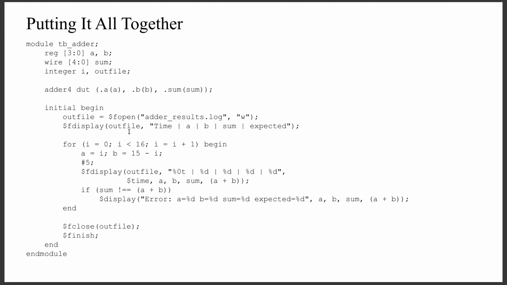So we open a file called adder_results.log for writing. We write into the file time, A, B, sum, and expected. Then we go into a for loop where we set A equal to i and B equal to 15 minus i. Then we write into the out file the current values of the time, A, B, and sum. And then finally, if sum is not equal to A plus B, then we display error. And then we close the output file, and then we finish the test.